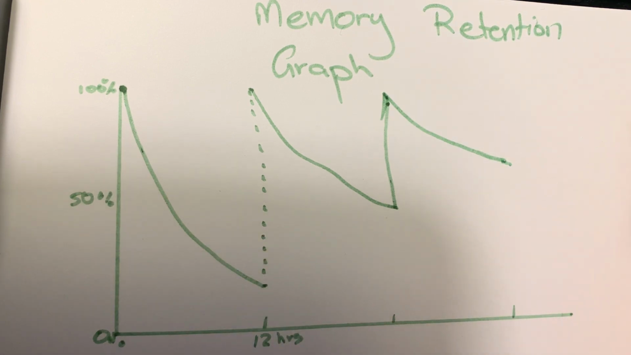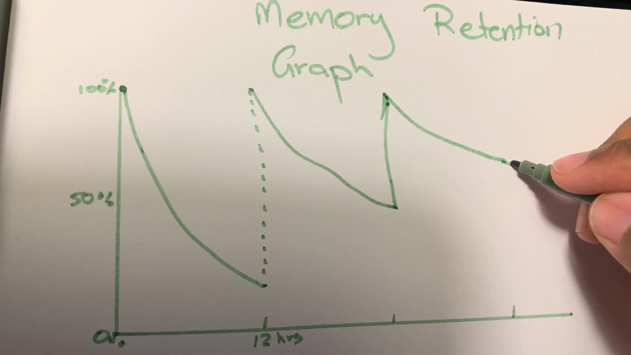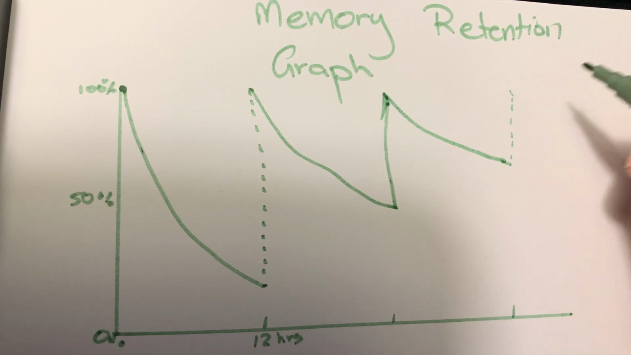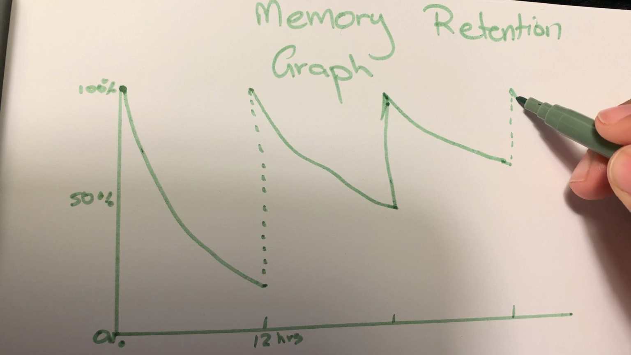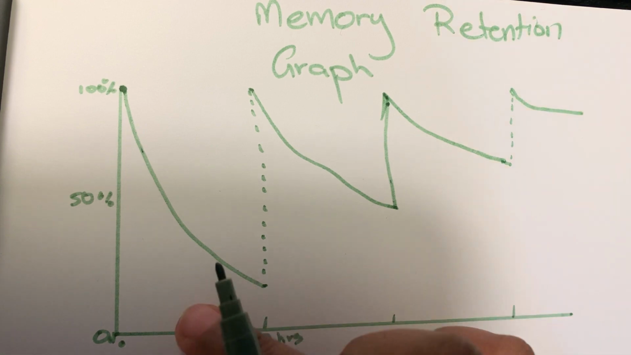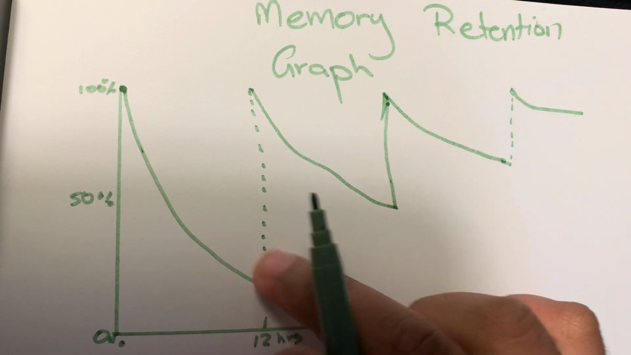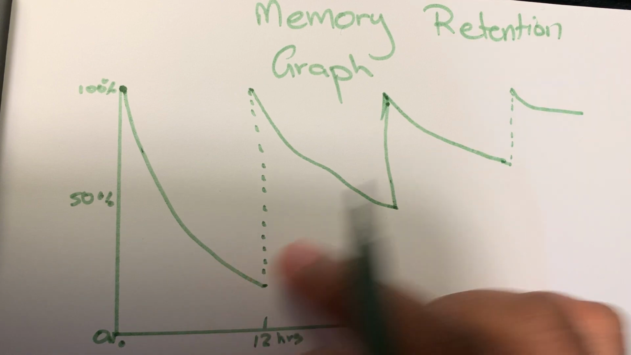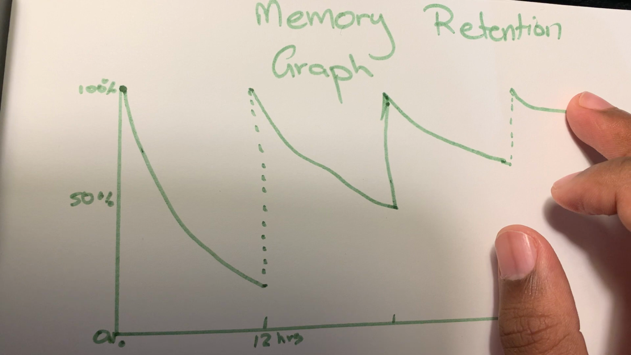And the best thing about this is that if you revise it for a third time, let's just say just before your exam, you revise it one more time, your memory retention gets up to 90%. So this is the difference between a student who revises 0 times and a student who revises 3 times in a row.